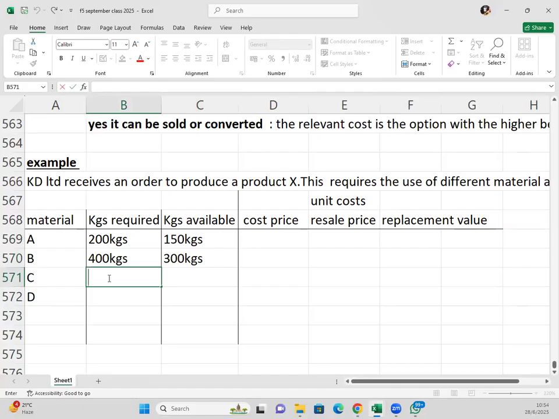Material C, the kgs required 500, the kgs available 600 kgs. Material D, kgs required 150 kgs, kgs available 150 kgs.